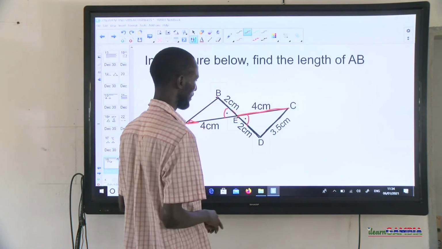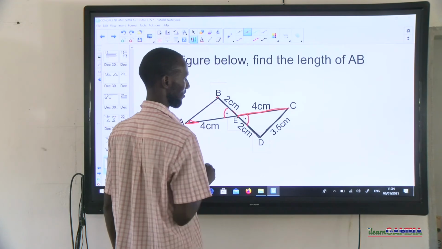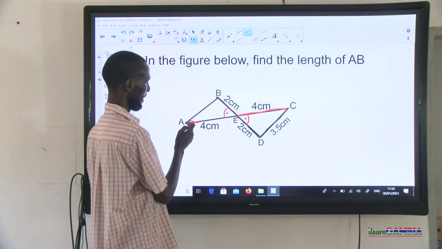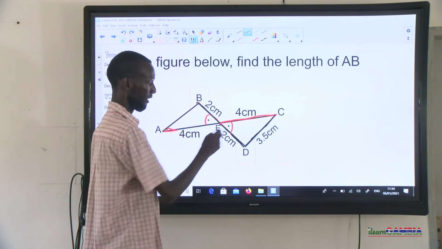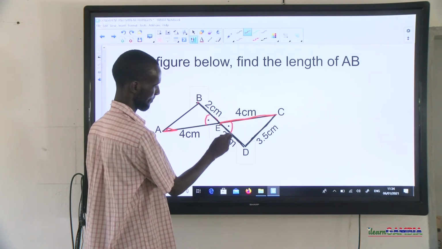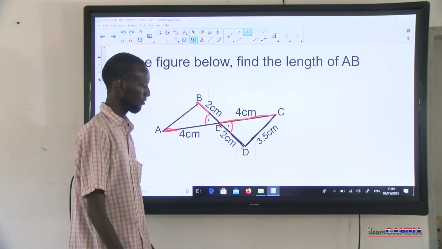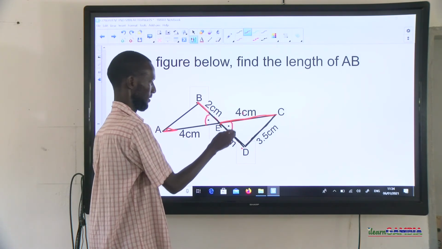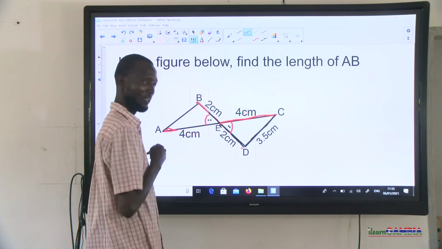But also, by close examination, you realize that EC of this triangle ECD is 4 centimeters. It is also equal to AE of triangle ABE. Okay? So definitely they have two equal sides. And also, actually ED here and BE, you can see that those two sides are also equal. So what do you observe? These two triangles have two sides being equal, all right? And the angle between those two sides are equal.